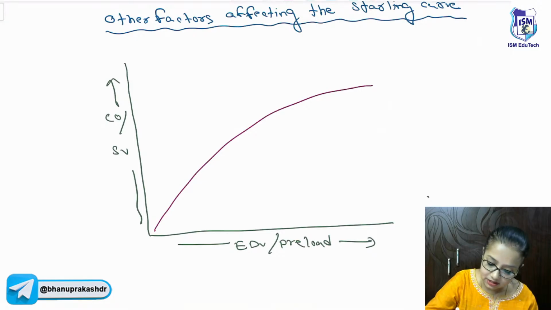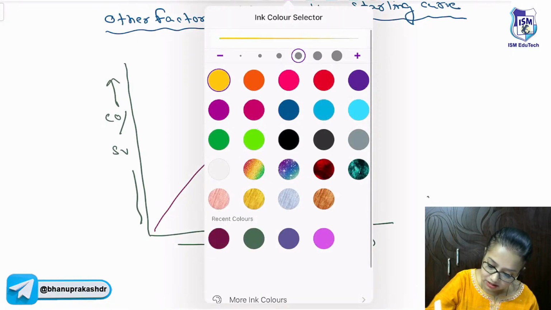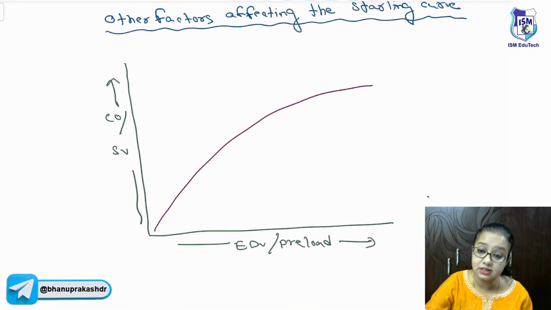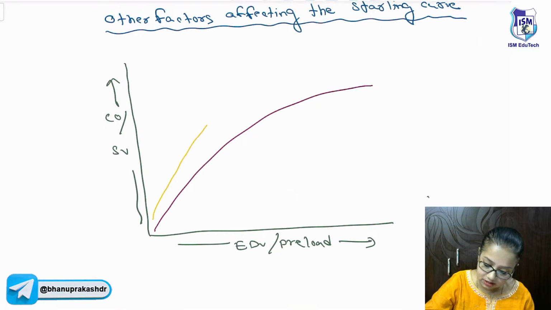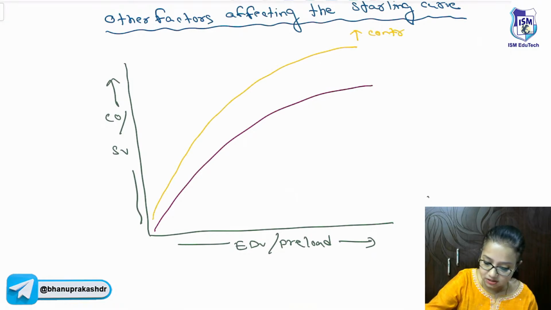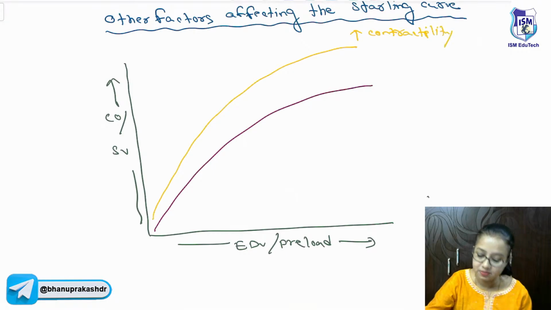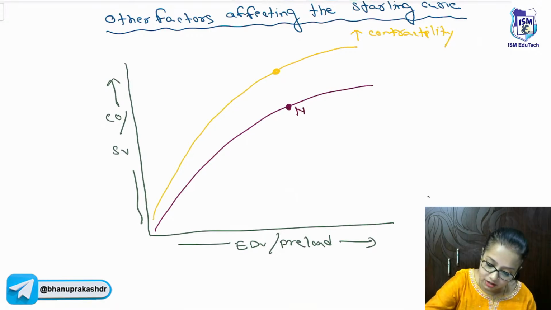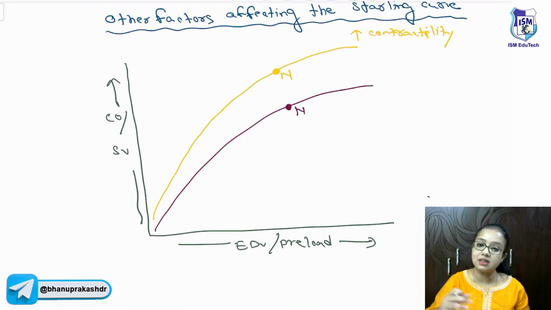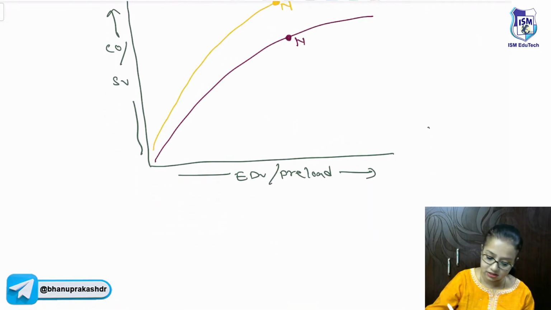Now second condition is whenever there is an increase in the contractility. Due to the increase in the contractility, we see the same curve with the same point N, which has increased its force of contraction.